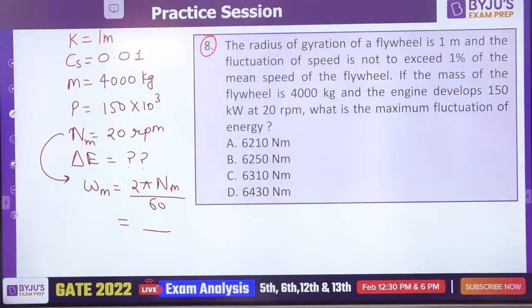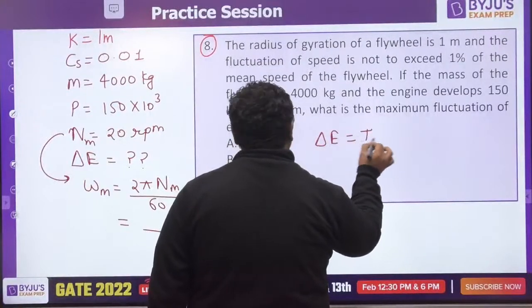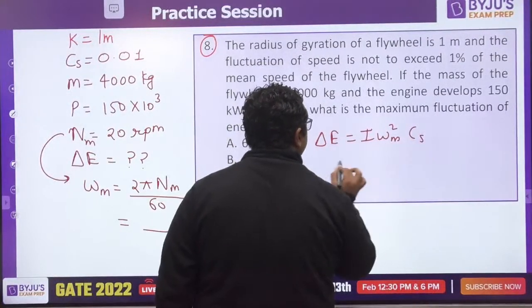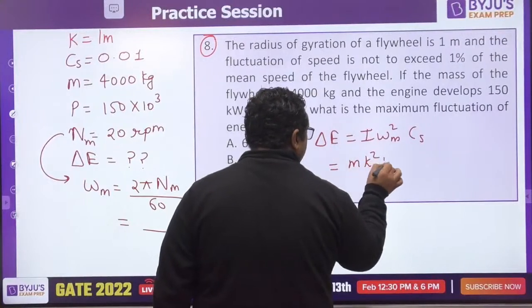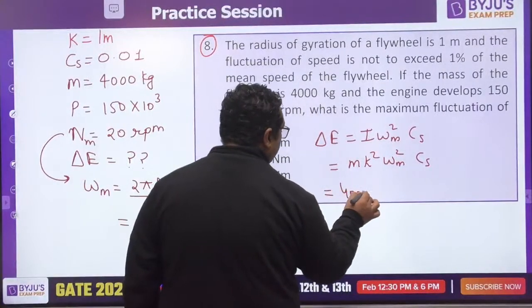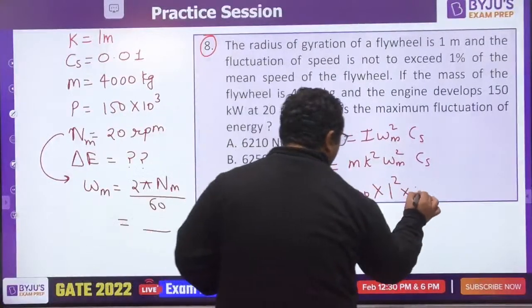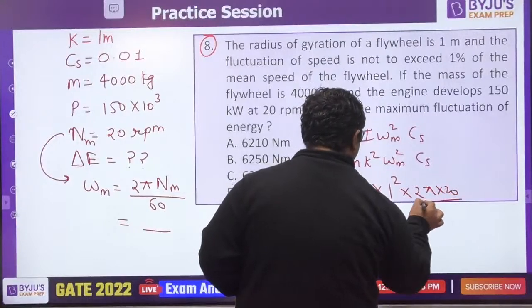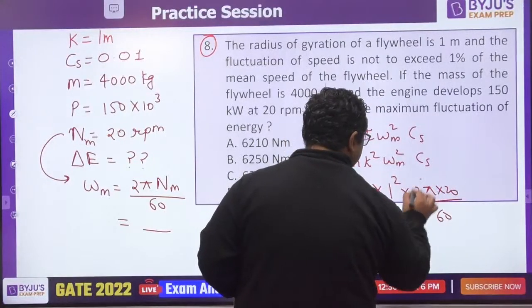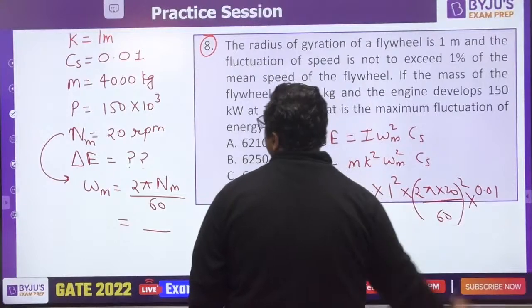Okay, Ramesh Mohan is saying, dear, I feel you are not matching with any option. So delta E you can write as I omega mean square CS. I is mk square. Omega mean square CS. Mass is 4000. Radius of gyration is K. Omega mean is 2 pi N mean, 20, by 60, K square, into CS is 0.01.